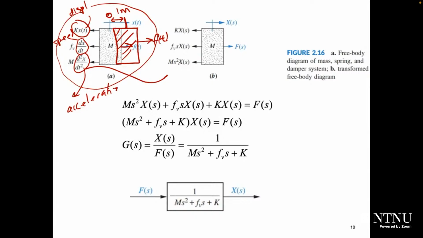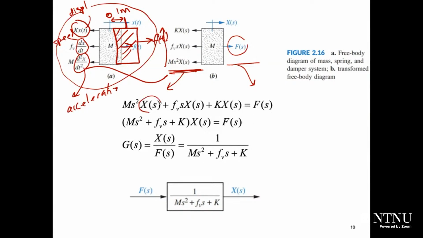So now we will use Newton's law to write the sum of forces. Forces acting on this side will equal the forces acting on the other side, correct? So the summation of forces in the left-hand side will equal the forces acting on the right-hand side. So the summation of forces here, we can start with the higher power. So it will be ms squared X of s plus, if we go from bottom to top, Fv s multiplied by X of s plus kX of s equal F of s.